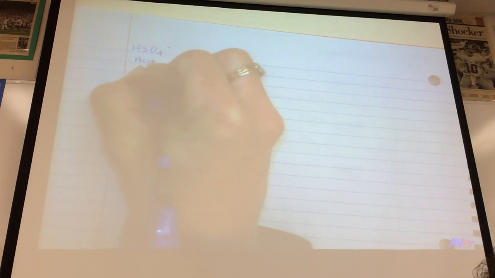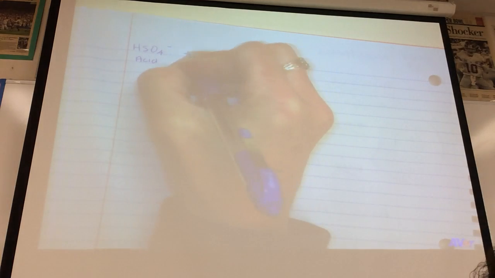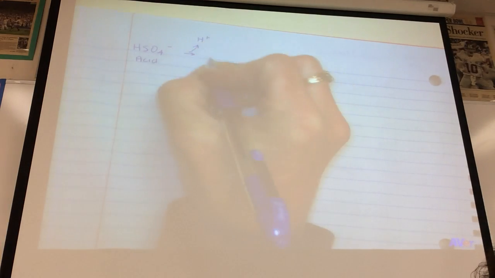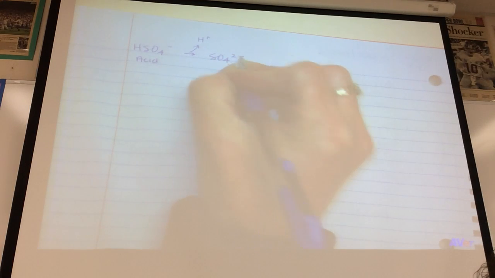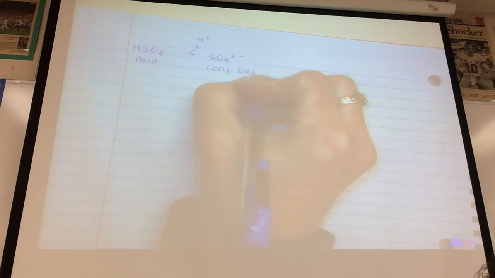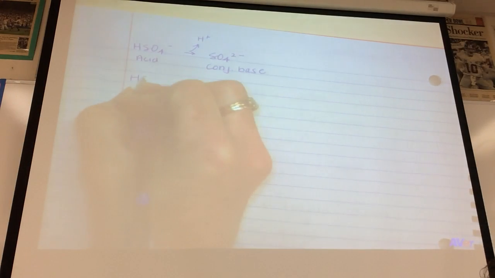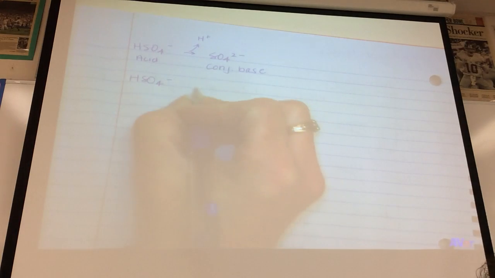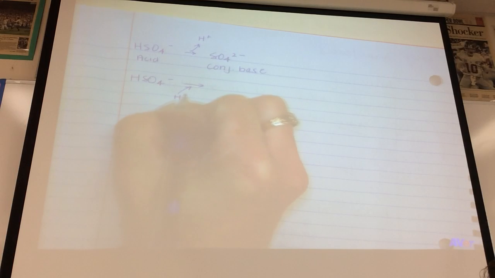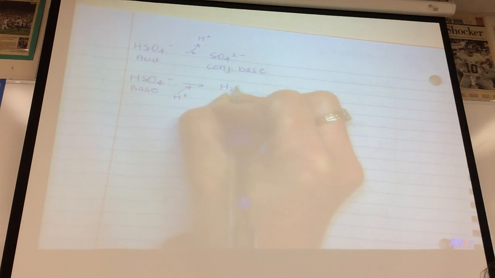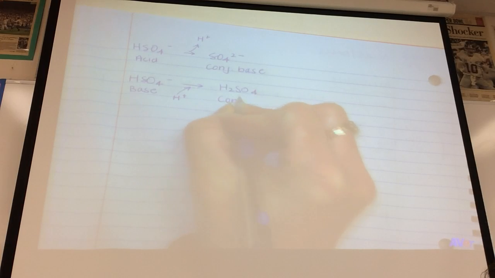For example, if you had this substance, this has the ability to be an acid. An acid's a proton donor, so it's going to kick out the proton, if you will, and form a sulfate ion. This is its conjugate base. Alternatively, hydrogen sulfate ion can accept a proton, so it can act as a base and form sulfuric acid, a conjugate acid.